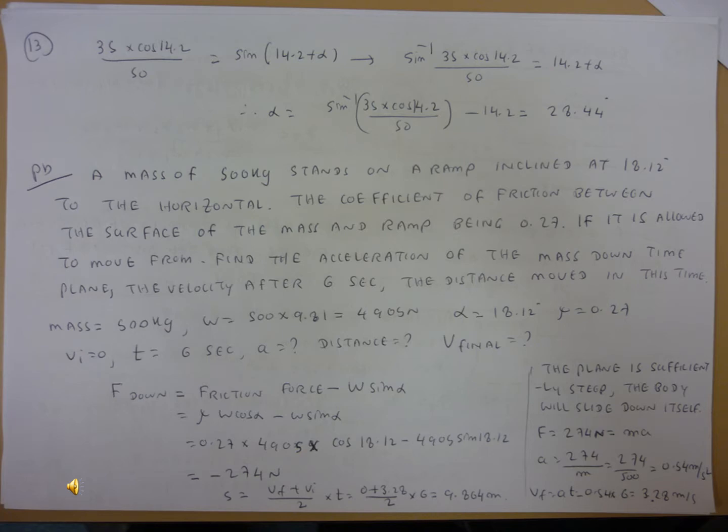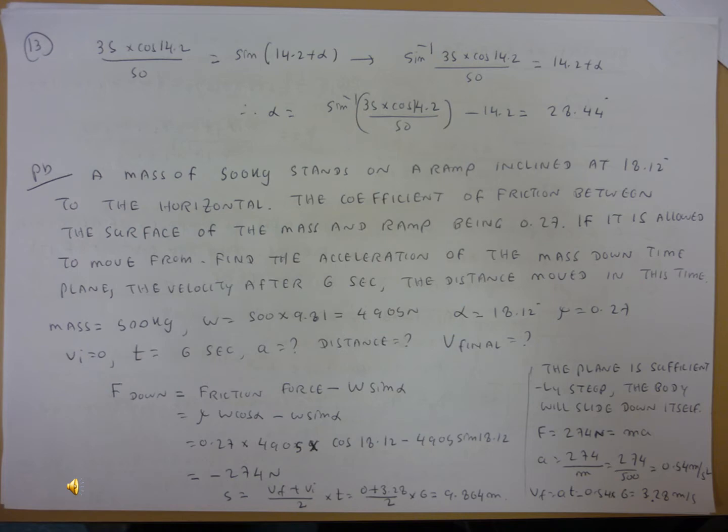After that, you also need to calculate the distance. The distance S is equal to the formula: initial velocity Vi plus final velocity Vf, divided by 2, multiplied by t. So 0 plus 3.24 divided by 2, multiplied by 6. So you got 9.864 meter.